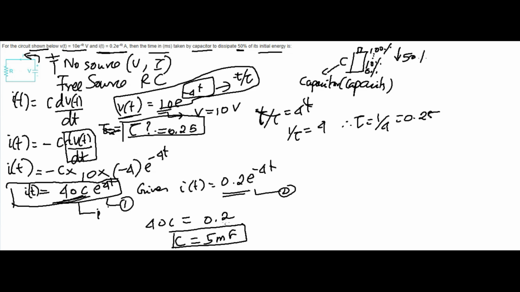So 0.2 divided by 40 means what? You can know it, right? So the 10 goes to the top. So 0.02 by 4. 0.02 by 4 means you will get the 5 mF. That is very simple.